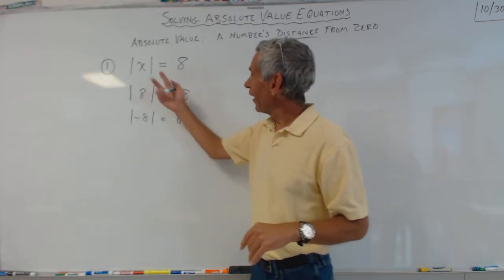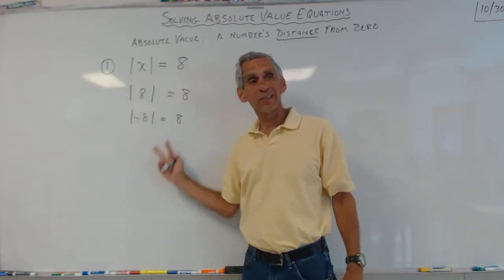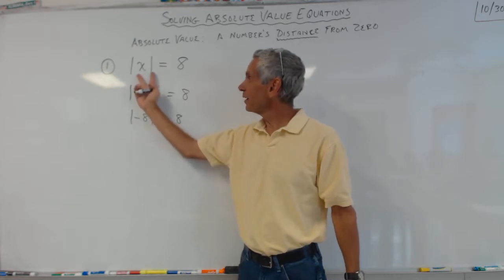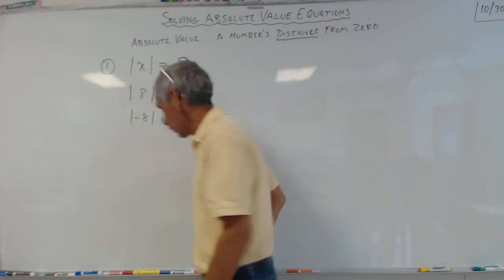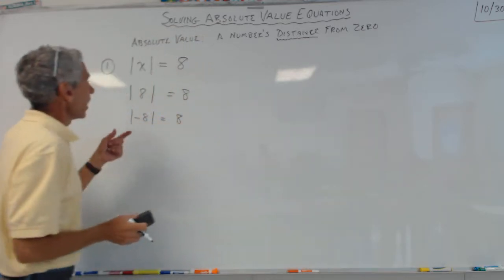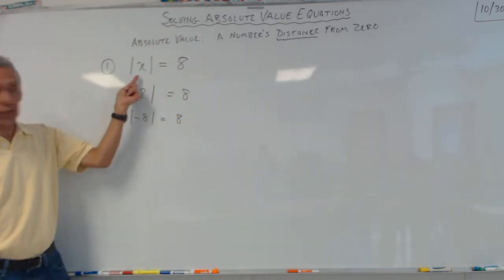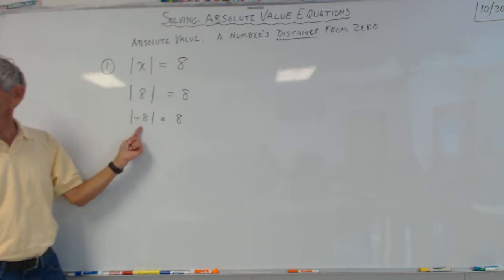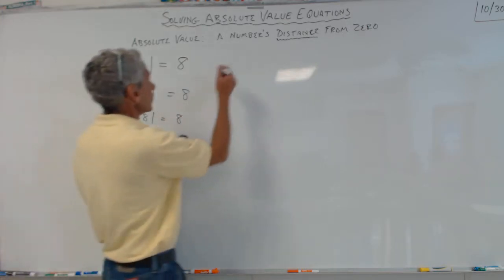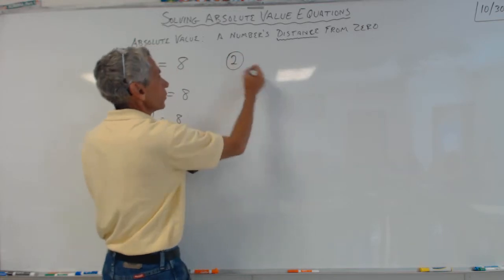A way to solve for these things is to go like this. If the absolute value of x is equal to 8, then I write two equations. I know x could equal 8, or x could equal negative 8. Does that make sense? So now, let's take that concept and do another one.